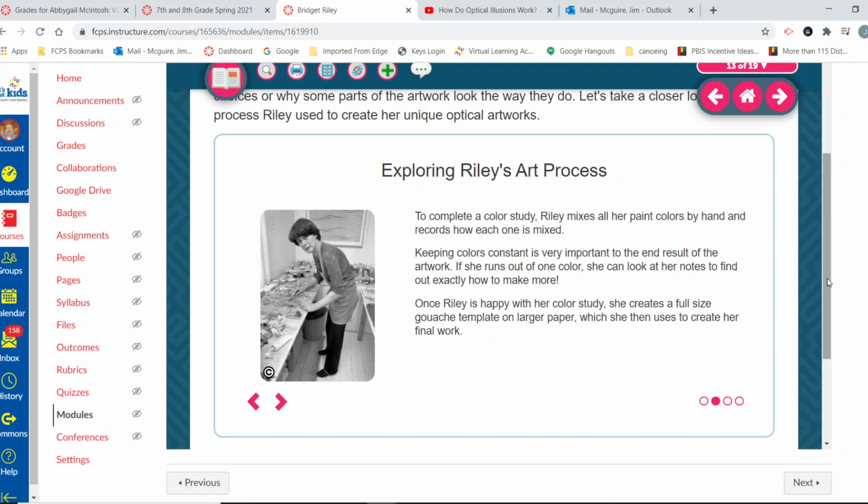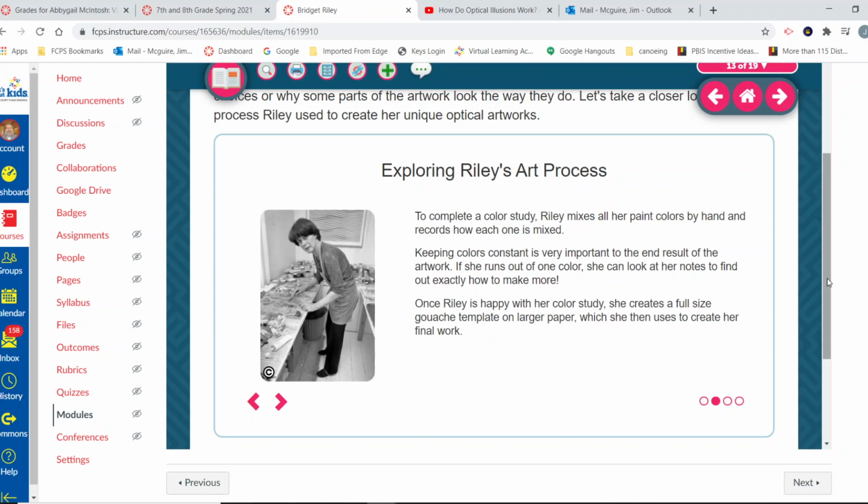To complete her color study, Riley mixes all her paint colors by hand and records how she mixes each one. As you can imagine, this is reflected in her paintings that again are not made using tools. She's a very left-brained sort of artist, where she's thinking about those analytical things, mixing the paint, remembering the measurements, and she's got that creativity going, but also that very complex, organized mind. Keeping colors constant is very important to the end result of the artwork. If she runs out of one color, she needs to be able to know how to make it again exactly.